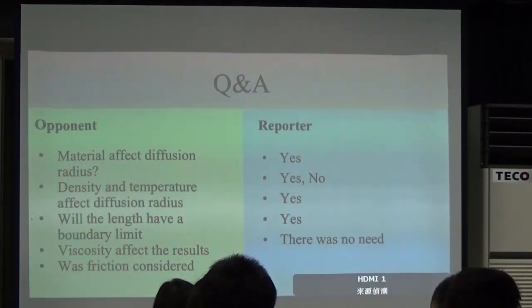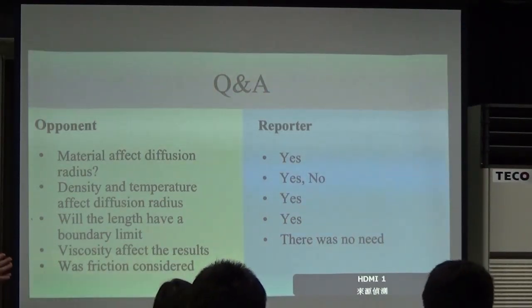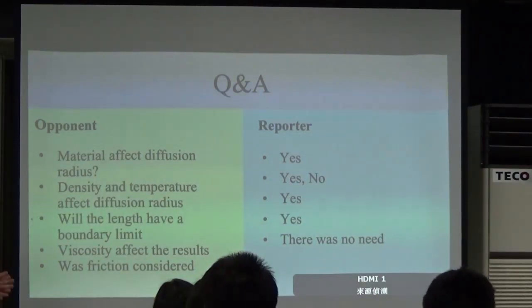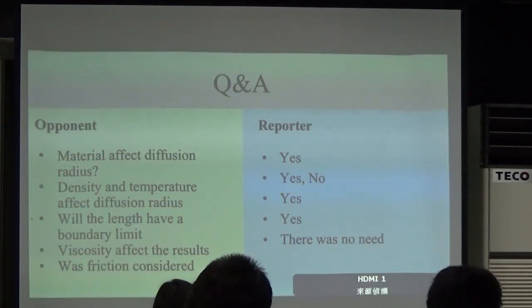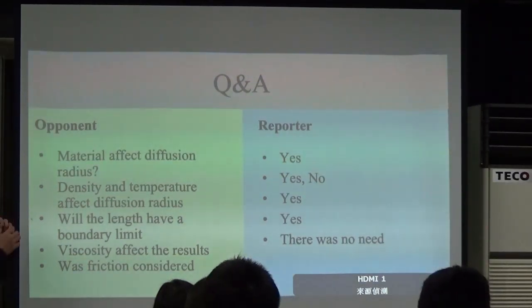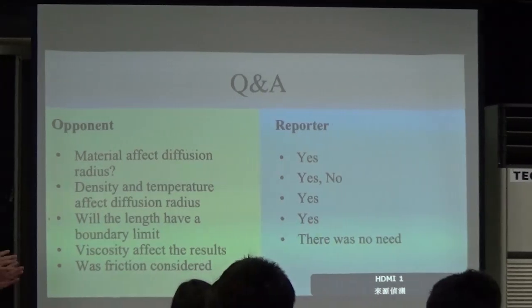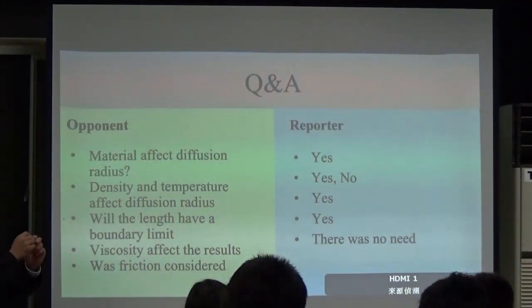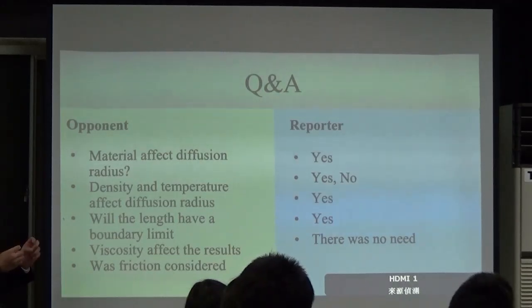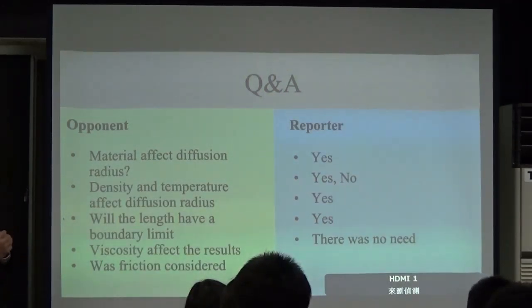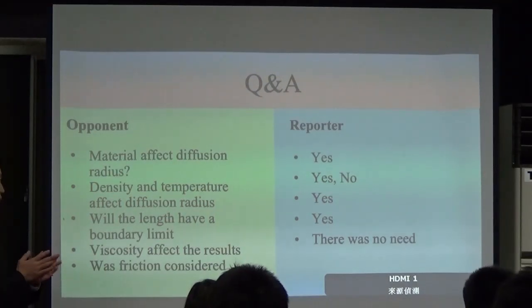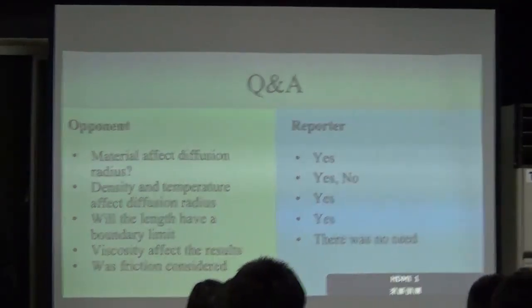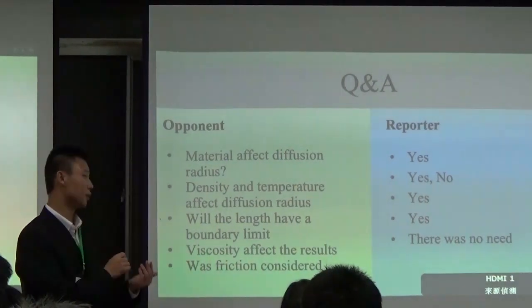As for the question and answer, the opponent first asked the reporter whether the material affects the diffusion gradient, and the reporter answered yes. Next, the opponent asked whether density and temperature affect the diffusion gradients as well. As for the density, the reporter answered yes, but for the temperature part, the reporter was confused. The third question the opponent asked is, will the length of the straw have a boundary limit? And the reporter agreed that it has a boundary limit.